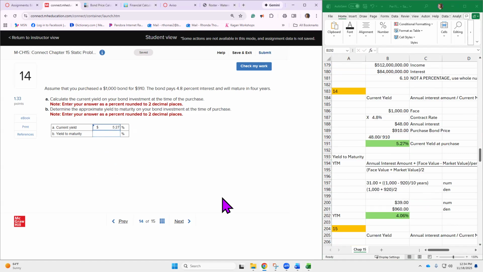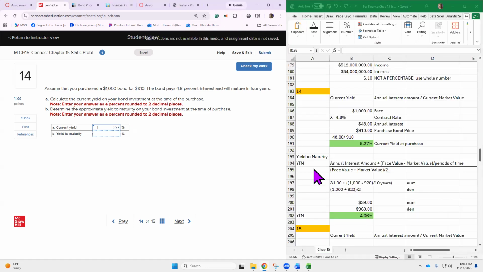Okay, so here is the yield to maturity formula. We take the annual interest amount plus the face value of the bond minus the market value, divided by the period of time. Okay, and it matures in 4 years. So I will put that over here to the side because we need to know that it matures in 4 years. So we haven't messed with that yet.